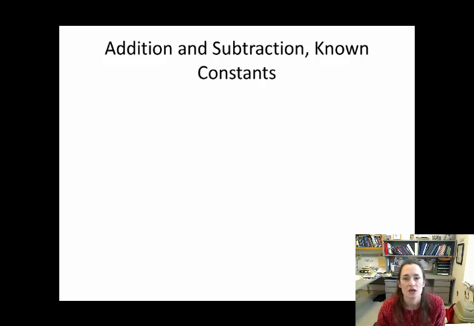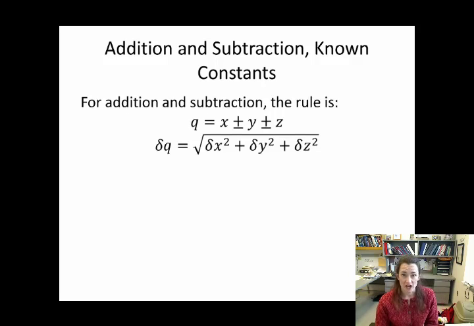Let's use those. So for addition and subtraction, let's say that you're calculating some value q and you have to add or subtract x, y, and z to get that q. What you do to find the uncertainty in q, delta q, is the square root of the sum of the squares of the uncertainties in x, y, and z. So here I'm using the notation that that lowercase delta indicates the uncertainty.